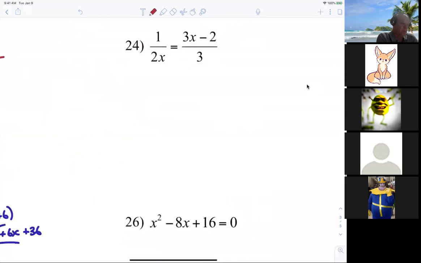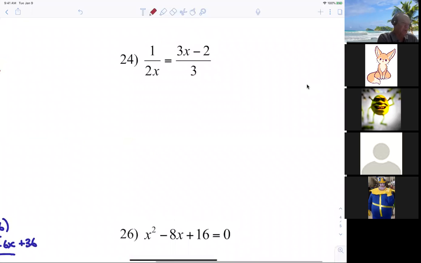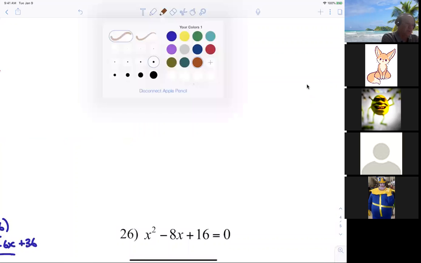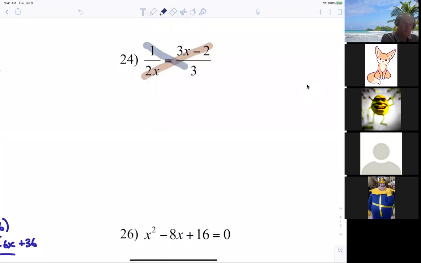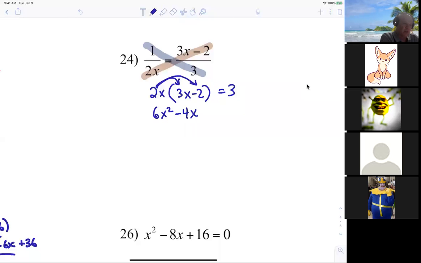All right. So 24 is a proportion. How do we solve a proportion? We're going to go this times this, and then we're going to go this times this. So when I cross multiply, we are going to say 2x times 3x minus 2 equals 3. Now we have to distribute properly. So I end up with 6x squared minus 4x equals 3.